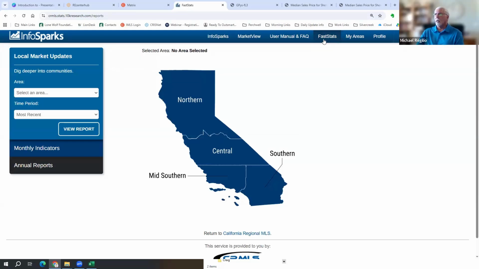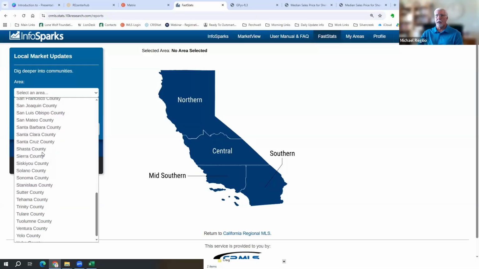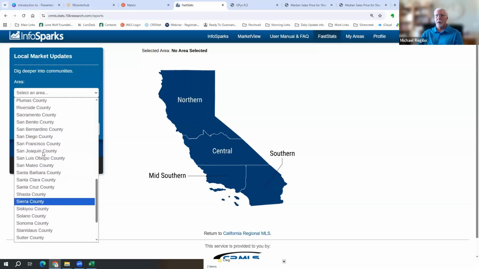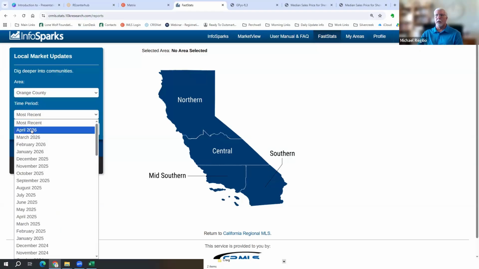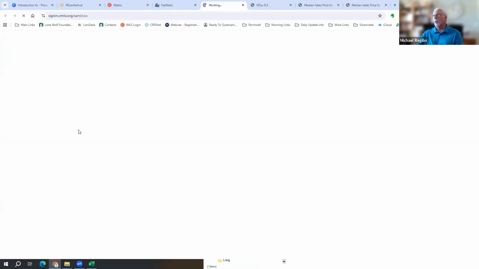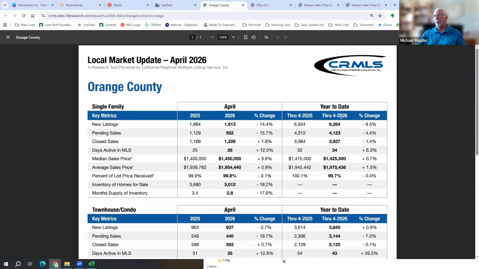So the next thing is called Fast Stats, and there are 3 sections to Fast Stats, and this is something that I want you to go back in and check out for yourself. The first is local market updates, and here's where it gives you monthly information by county, and it has a ton of different counties, including counties that we may not actually be working in all the time. So I can actually get the April report for Orange County because I have a friend or a client who is interested in doing something in Orange County.